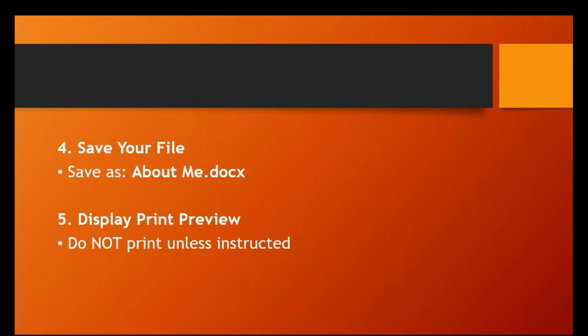When you are done, you go to File and save your document. Save it with the title or file name About Me. Go to the print preview and display it. However, do not print unless you are instructed to do so.